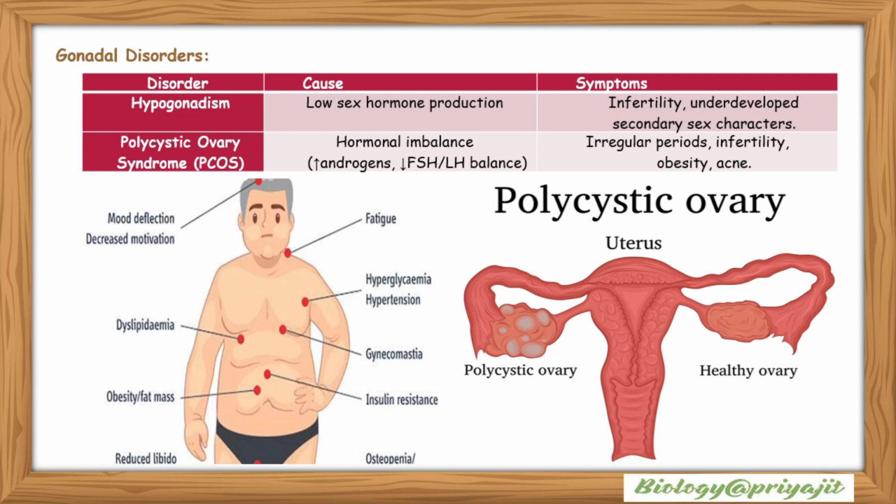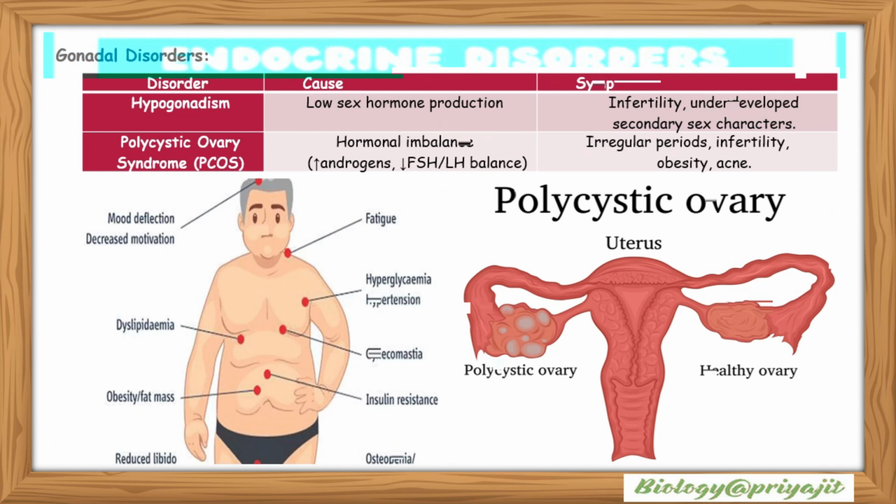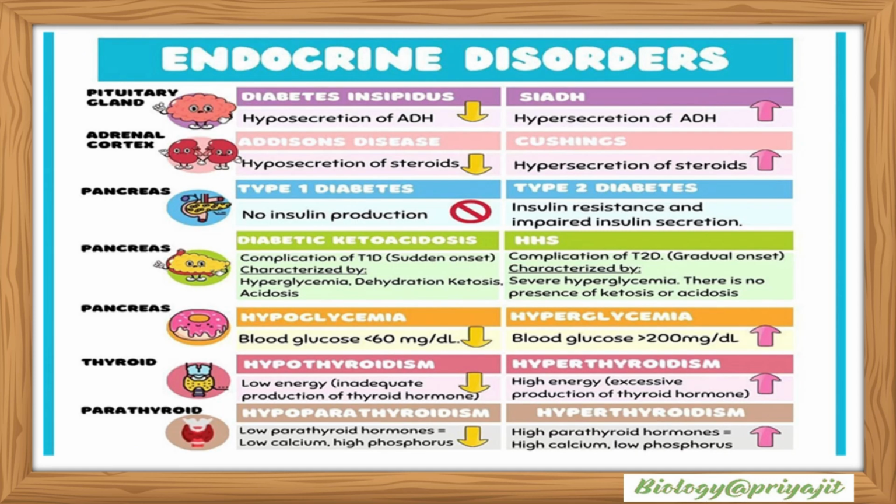Gonadal disorders, or hypogonadism. The cause of this disease is low sex hormone production, and infertility. Underdevelopment of secondary sexual characteristics are the symptoms of the disease. Polycystic ovary syndrome: the cause of this disease is hormonal imbalance, the upregulation of androgen and low FSH-LH balance. The symptoms include irregular periods, infertility, obesity, acne, etc. And this is the summary of different endocrine disorders.